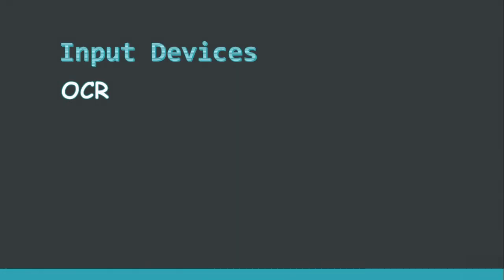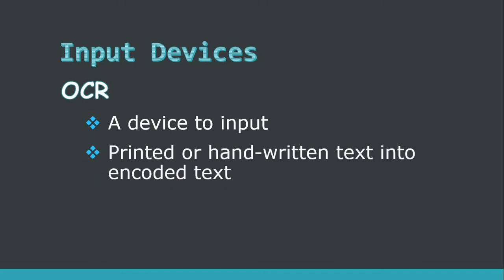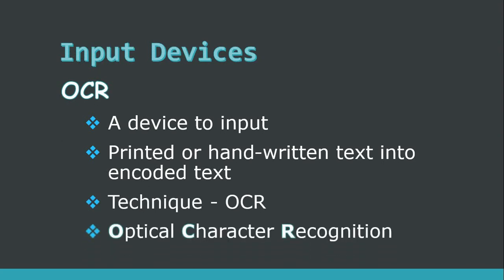Next is OCR. Optical Character Reader is a device to input printed or handwritten text into machine-encoded text. The character recognition software is used to convert the image into character codes. This technique is called Optical Character Recognition.